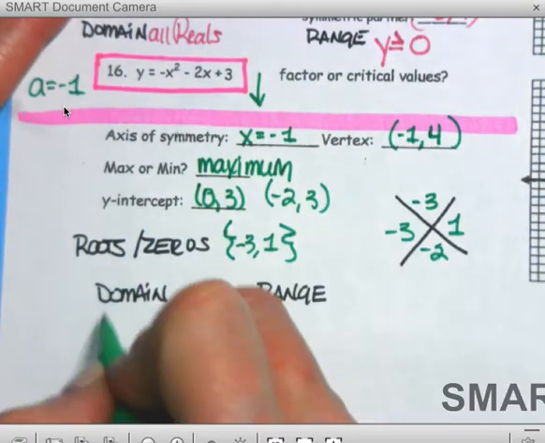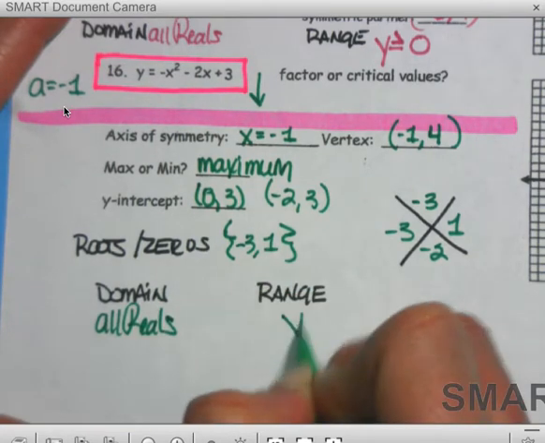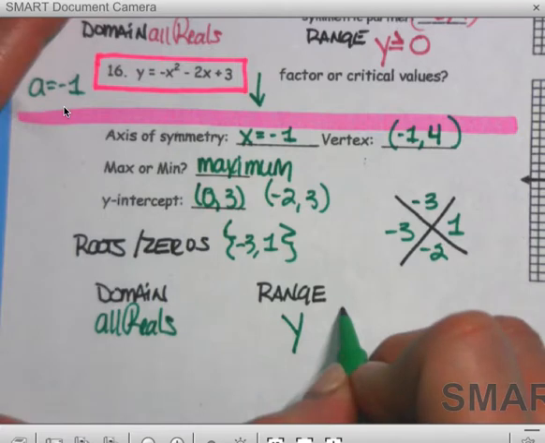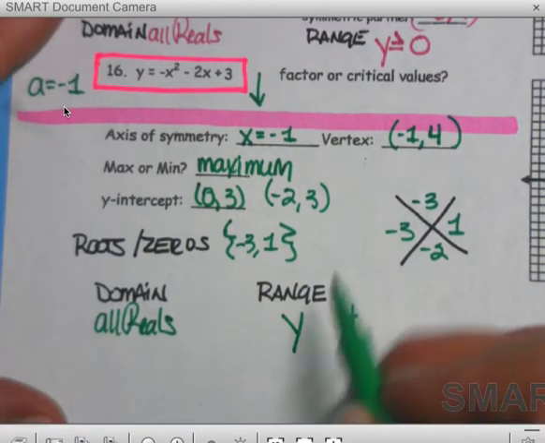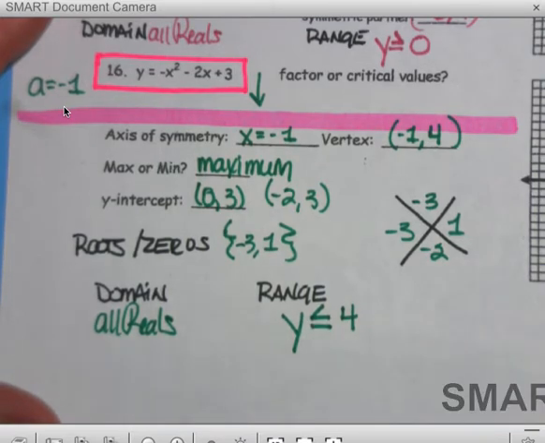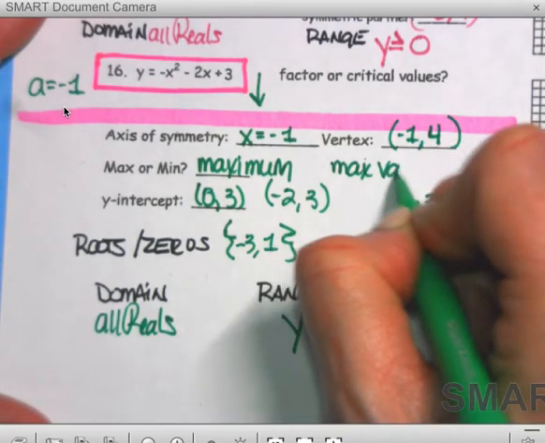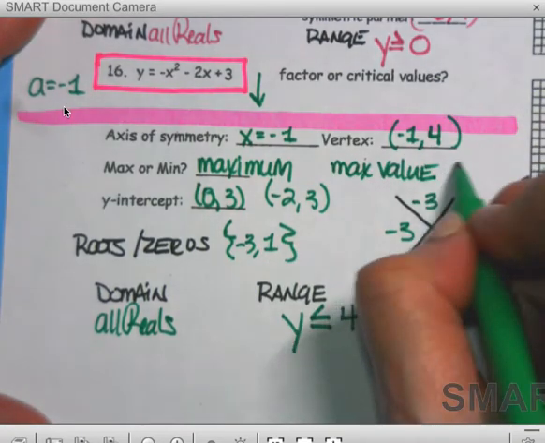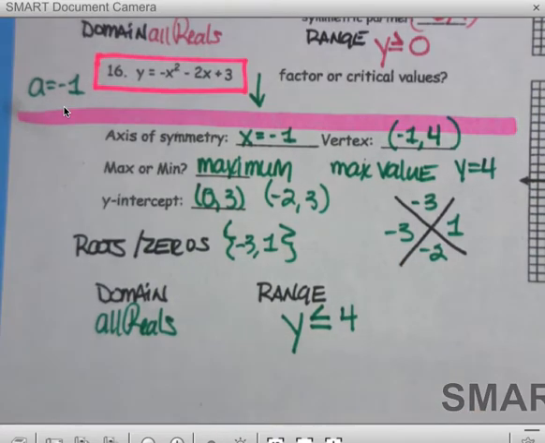And my domain would be all real numbers. And my range, I'm going to compare y, and I've got my y coordinate of my vertex. Since this is sitting at the top, all of the other y values are going to be less than or equal to 4. And if I had to claim a maximum value for this function, the maximum value would be y equaling 4, the y coordinate of the vertex.